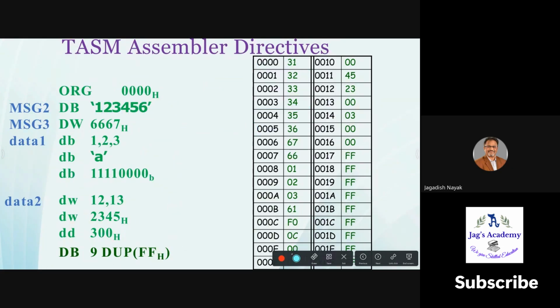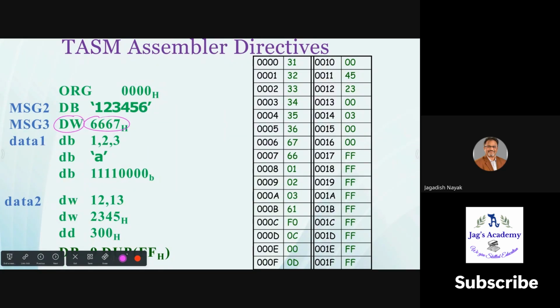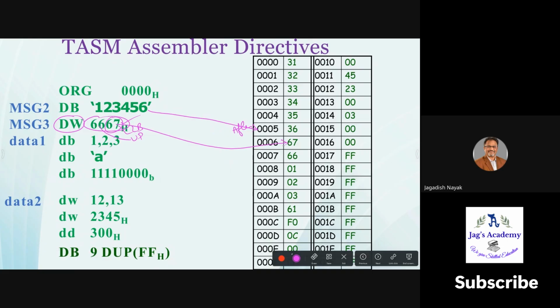Then message 3. What is message 3? You can see it is DW. It is a 16-bit value, right? So after this, the number is stored. First it will store the lower byte, then it will store the upper byte. See, 67 is stored first, and then 66 is stored. And then in the continuous memory location, I have not changed my ORG anywhere. If at all an ORG is there in between, the offset address will change.